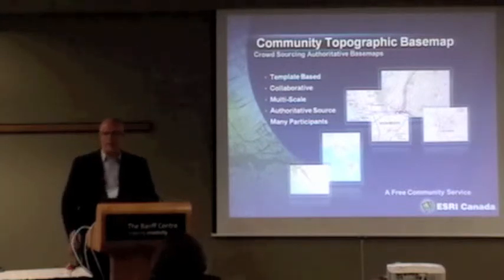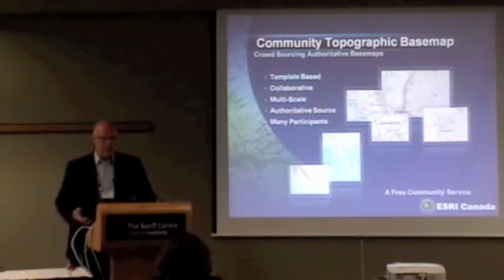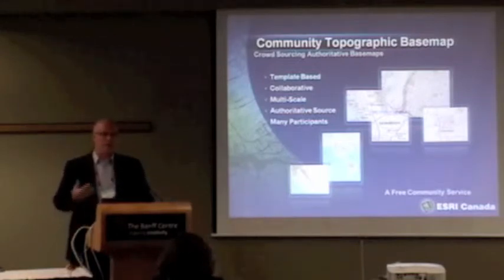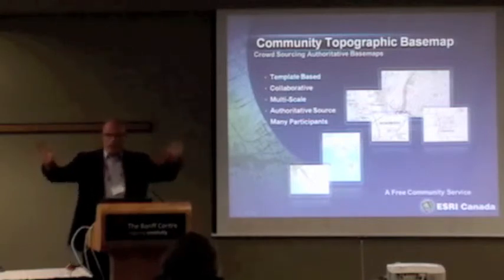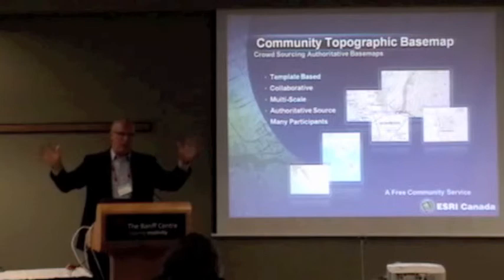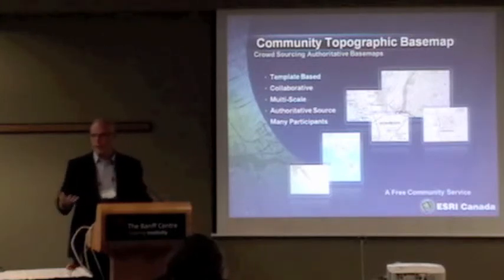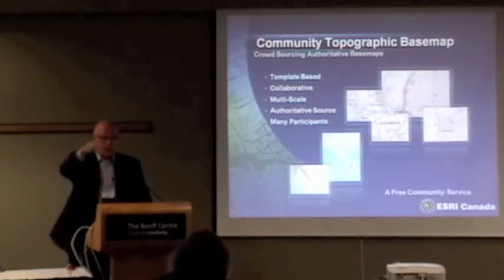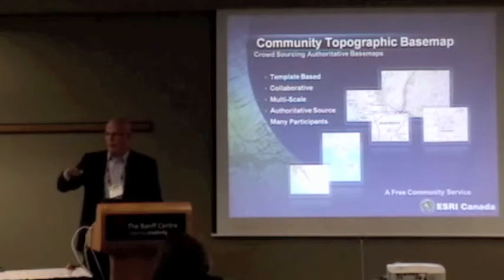So the community topographic based map, it's template based, it's collaborative, it's multi-scale, but the key part here is that we're getting data from authoritative sources. So we're working with a number of different groups across Canada, municipalities, provinces, private groups, and federal government, to take the data that they consider authoritative, and we're stitching it all together so that from a Canadian standpoint it looks like one big map. And then as you zoom down into a municipality, for example, if you want to zoom into Banff, it goes all the way down to the parcel level with addressing, with the roads, with the topology, as to, am I on the side of a mountain or am I in a flat plain?